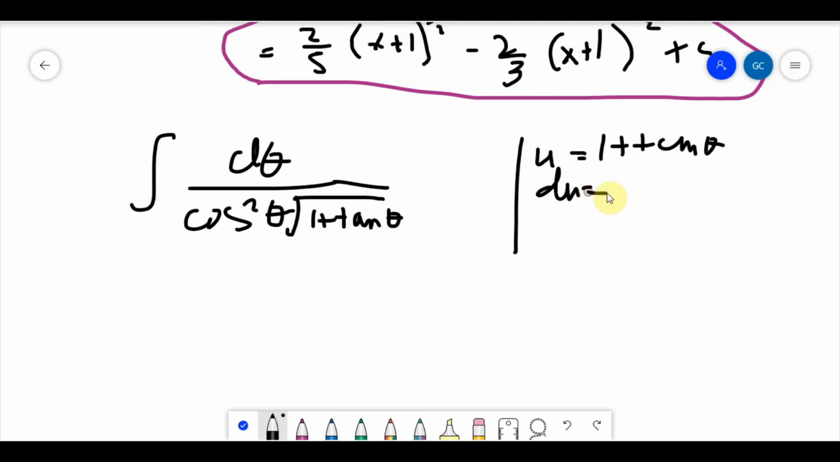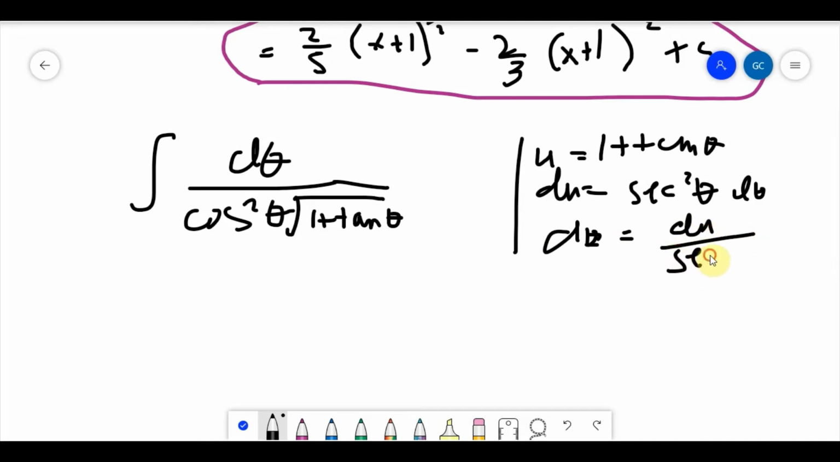du would be, what is the derivative of 1 plus tan theta? If you recall, the Pythagorean identity is that the derivative of 1 plus tan theta is equal to secant squared theta. Am I right? Secant squared theta d theta. So d theta is equal to du over secant squared theta.